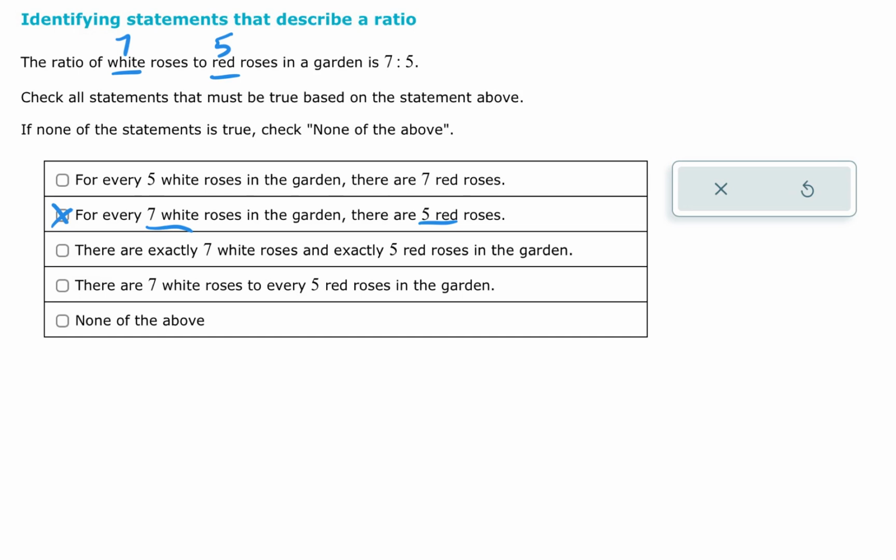And we don't know how many roses there are in the garden because it does not tell us that. It just tells us what the ratio is. So we don't know that for sure. Remember, it says things that must be true. And the next says there are 7 white roses to every 5 red roses. And that is exactly the same thing as the one that we previously marked. It's just phrased a little bit differently, but it is correct.